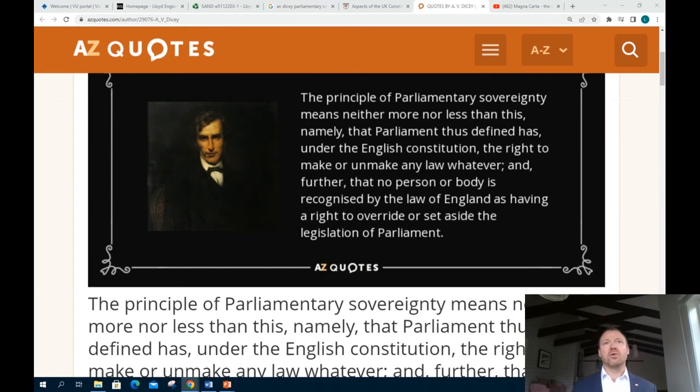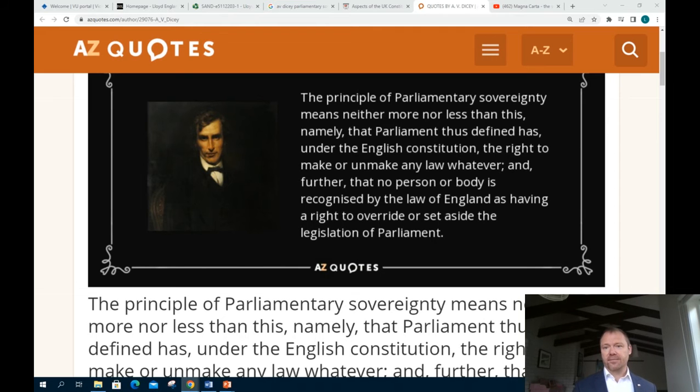So we need to ram a peg in the ground here. This is a real cornerstone, that parliamentary sovereignty is sovereign and has the power. Essentially, the monarch is not sovereign. So in the UK, parliamentary sovereignty is sacrosanct, as it is all around the world that has inherited the common law system.